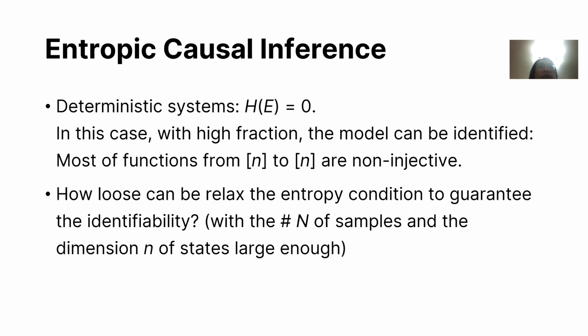So the framework of entropic causal inference can be introduced as follows. First, consider the deterministic systems. For the deterministic systems, we have no randomness for the exogenous variable, so the entropy of the exogenous variable is 0. In this case, since the system is deterministic, with high fraction, the model can be identified because most of the functions from the set of n elements to itself are non-injective. Then, how loosely can the entropy condition be relaxed to guarantee the identifiability?